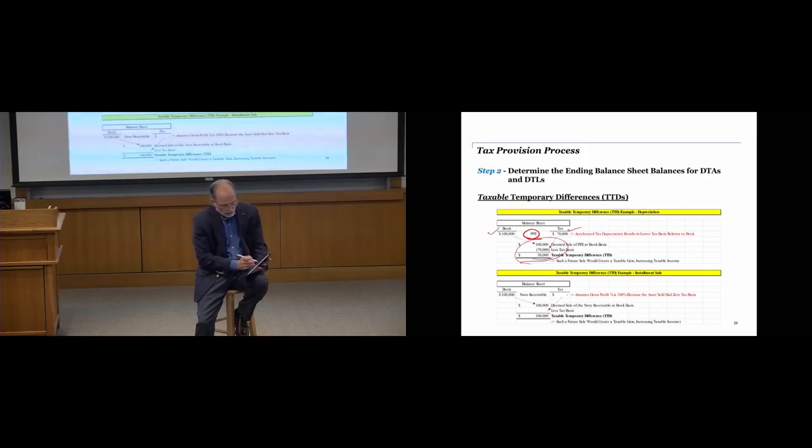So 100 minus 70 yields 30,000 of gain. That's in the future because it didn't happen yet, right? This is make-believe world in accounting. And so it's a taxable temporary difference, because if that happened in the future, that would be a taxable event. Okay, so that would be 30,000 of a taxable temporary difference.